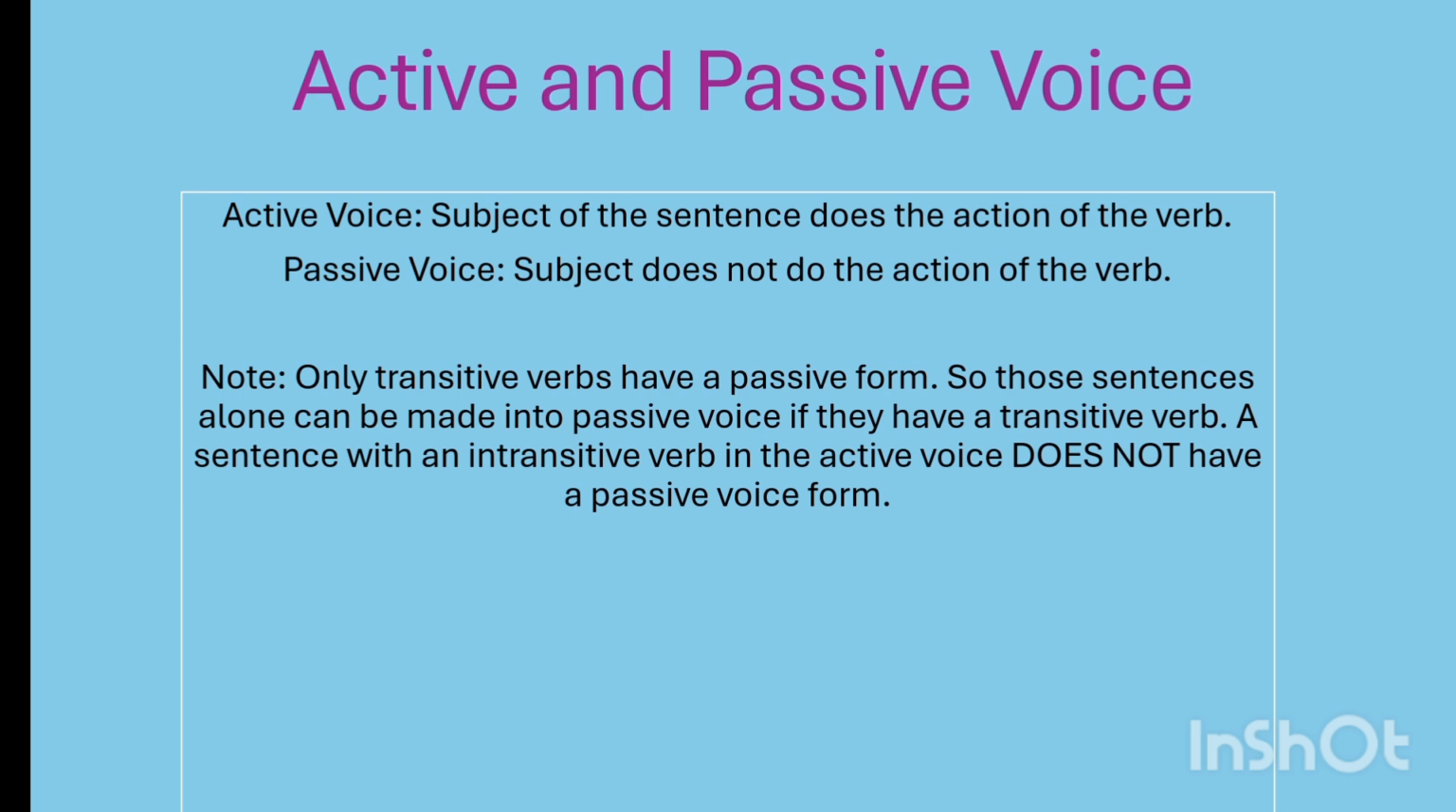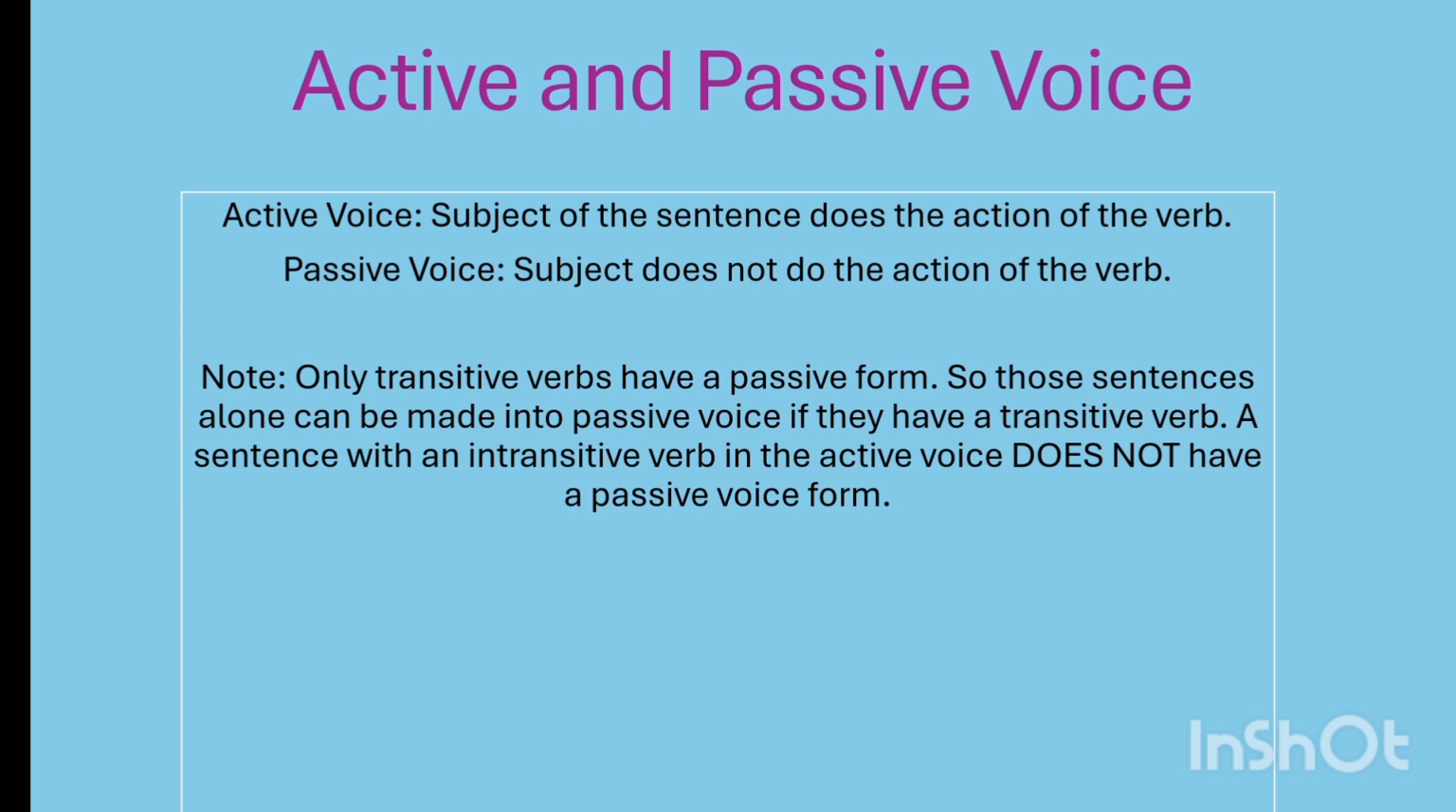Now, one thing you have to note is that only transitive verbs have a passive form. An intransitive verb cannot have a passive form because there is no object. I hope you know the difference between a transitive verb and an intransitive verb. A transitive verb means one which contains an object or objects, whereas an intransitive verb misses the object.